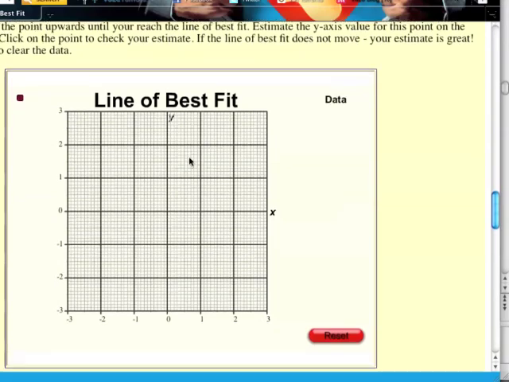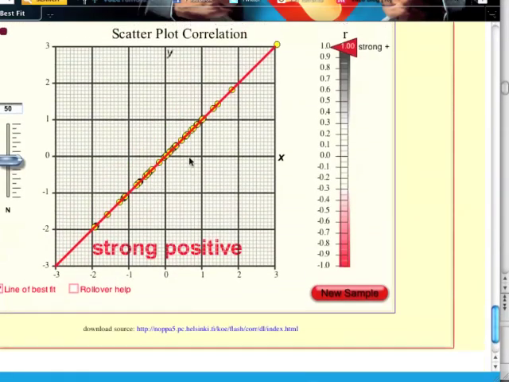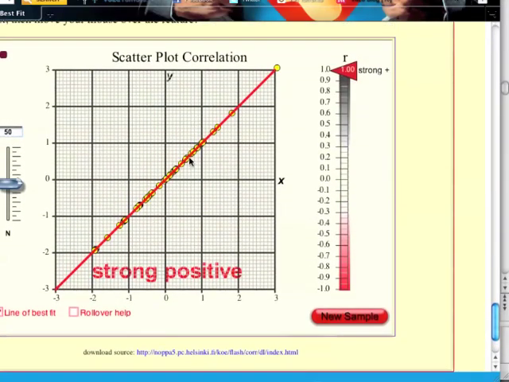right? If you keep scrolling down to the very bottom here, we have the scatter plot correlation. Notice here, strong positive. Positive because it's going upwards. Strong because, why? Why is it strong? Why? Yeah, all the dots go where? All the points lie on the line of best fit. Right? It's a line of best fit.